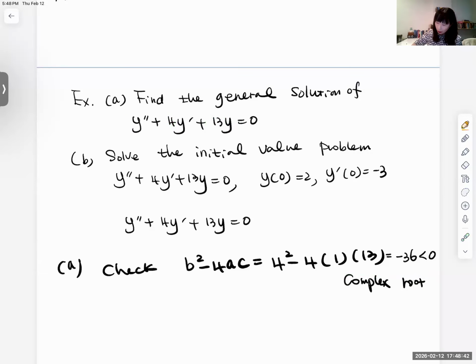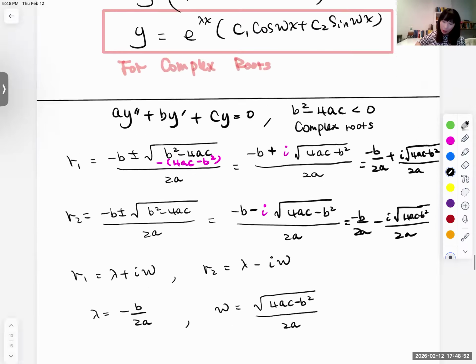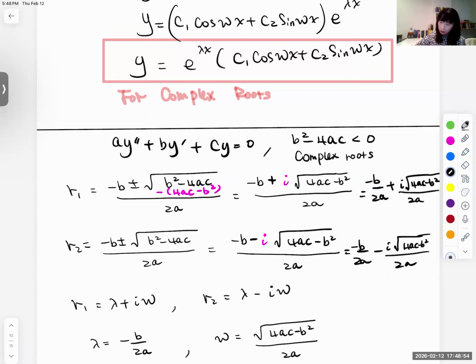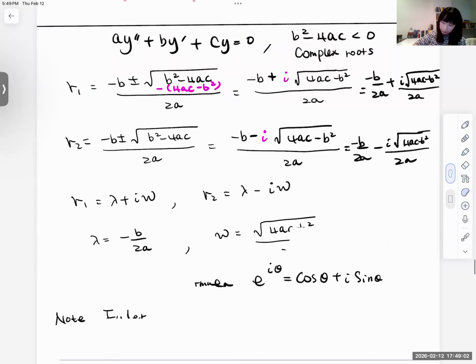Okay, then, hold on. We are using the information, right? So y equal to the complex root form. Copy.